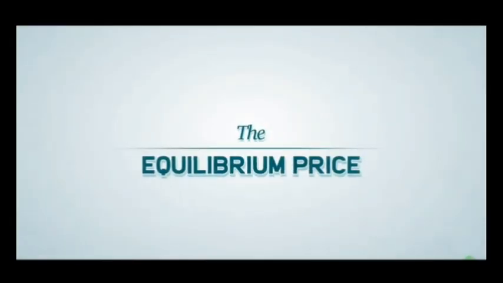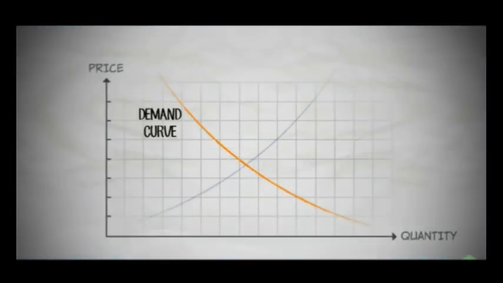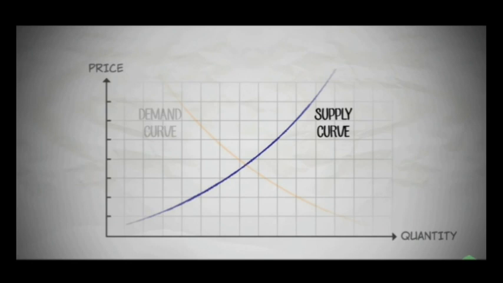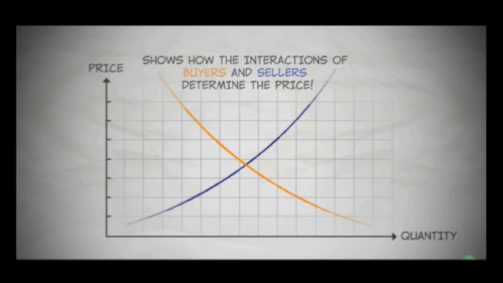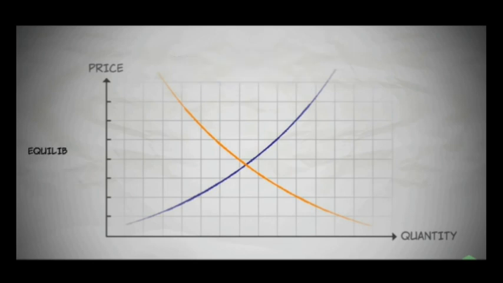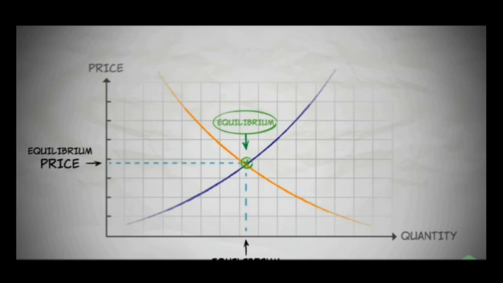We know from previous lessons that the demand curve and the supply curve show how buyers and sellers respectively respond to changes in the price of a good. In this lesson, we'll show you how the interactions of buyers and sellers determine the price. Let's start with this. The equilibrium price is the price where the quantity demanded is equal to the quantity supplied, right here. And this is the equilibrium quantity.